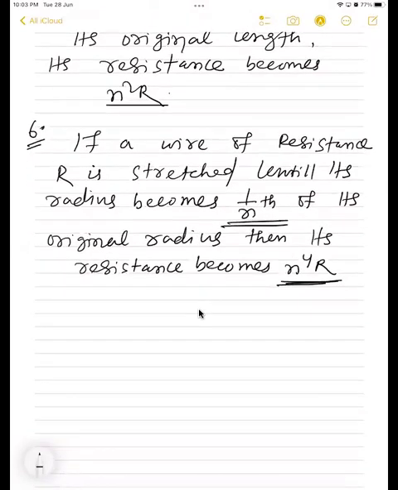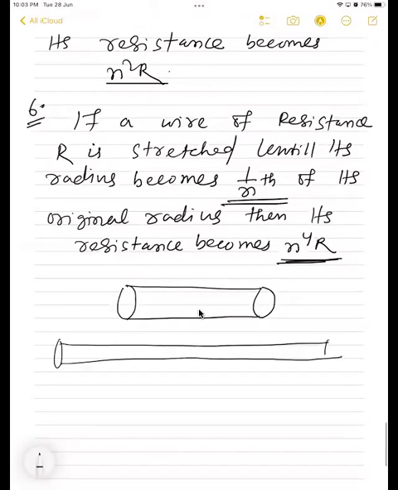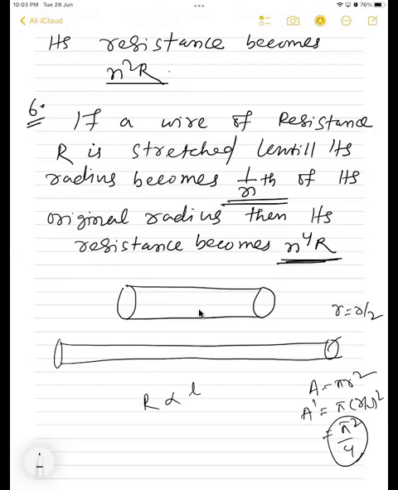Suppose the wire is stressed until its radius becomes half. It was this thick, I halved the radius and pulled it a bit, making it thinner, so the radius becomes r/2. The old area was pi r square, and the new area is pi times (r/2) square, that is pi r square by 4. R is inversely proportional to L/A, so the area becoming 4 times smaller makes L by A 4 times larger. Getting it, students? Are you getting my point?